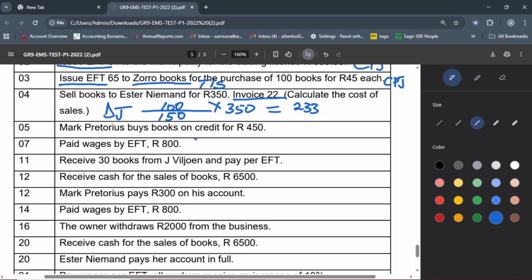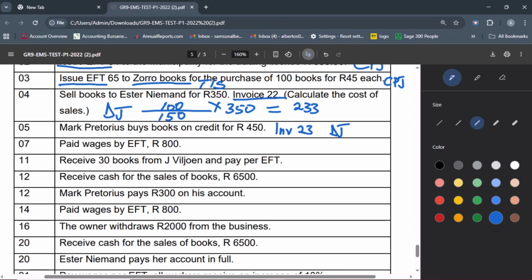J5, Mark Pretorius buys books on credit for 450. So this person is buying books from us on credit. So remember here you have invoice number 22. This one is going to be invoice number 23 because you are selling to Mark Pretorius. And again, this must be recorded in the DJ. Also, you must calculate cost of sales on this transaction.